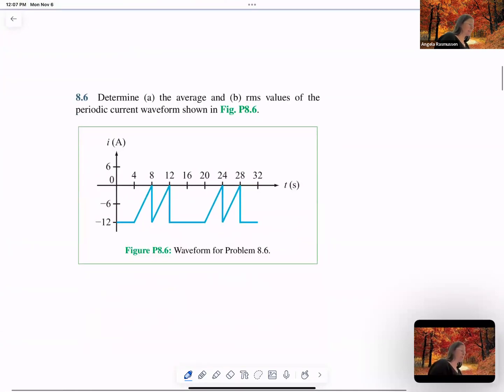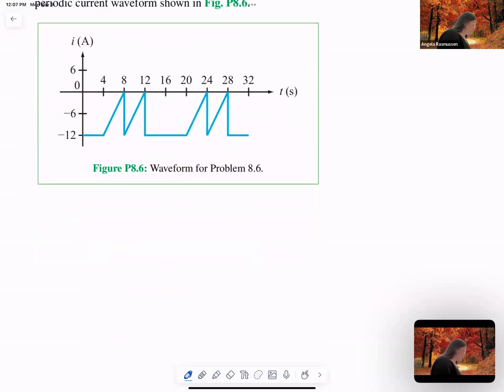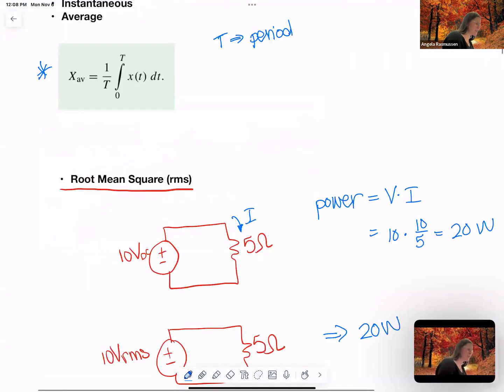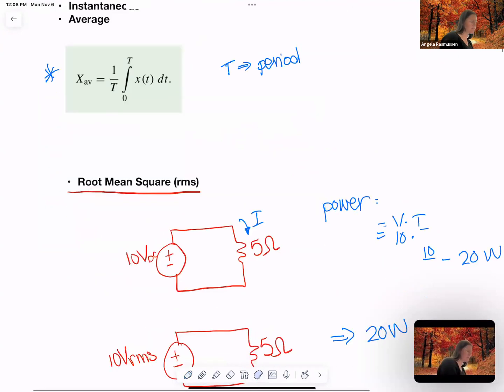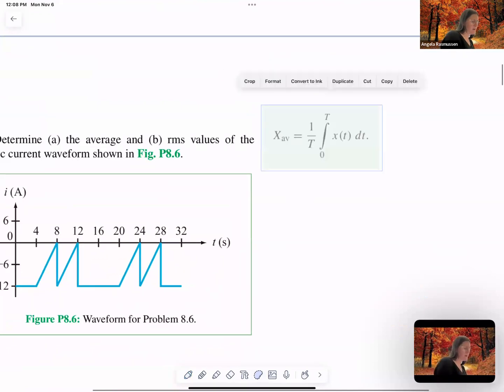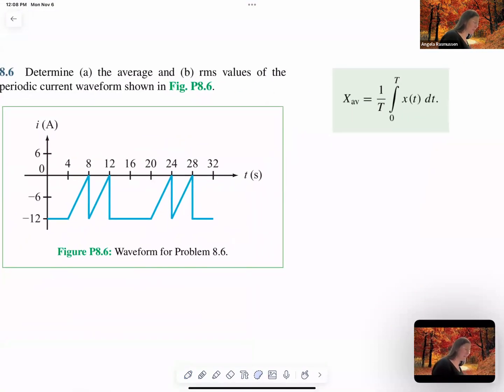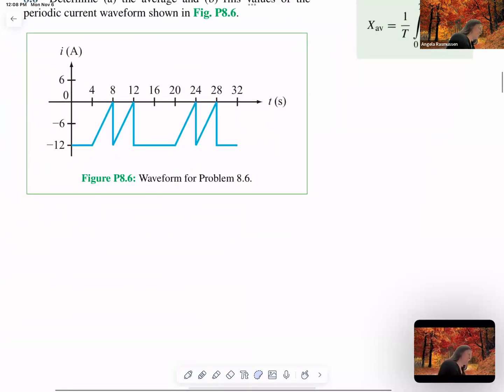Okay, so applying this is what we're going to look at next. Determine the average and the RMS values of this periodic waveform. On here, we know that the average is defined by this function, so we can use that. But we need to have it written in a function form. So how do we do that? If I was to write this mathematically, how do I write this?